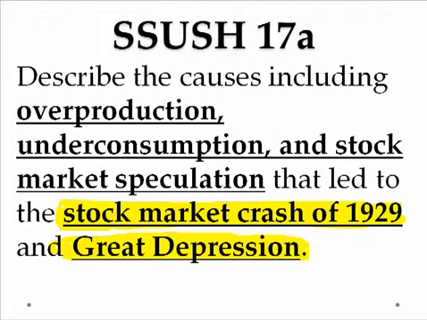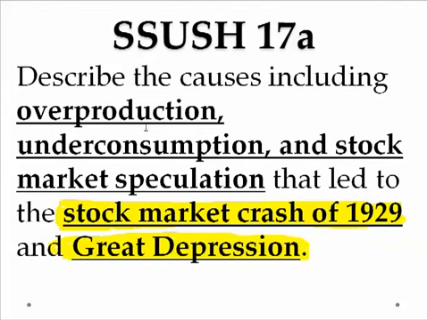Alright, so let's go to 17A. It says, describe the causes including. Okay, there's many causes for the Great Depression, but here our standards are going to limit us to only overproduction, underconsumption, stock market speculation. So these three causes are what we're going to be looking at: overproduction, underconsumption, and stock market speculation, that led to the stock market crash of 1929 and the Great Depression.